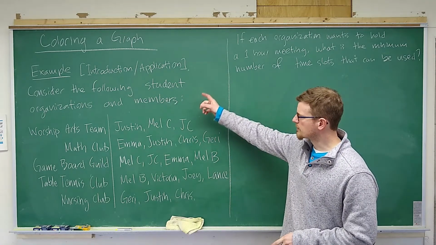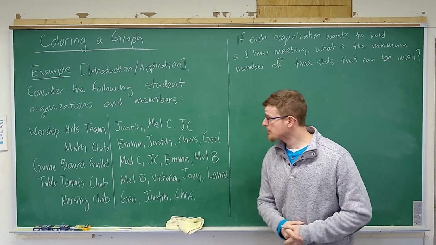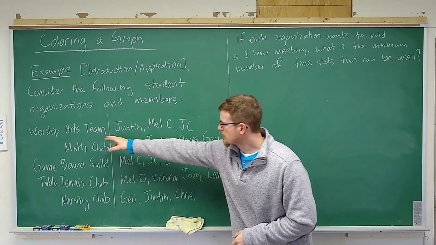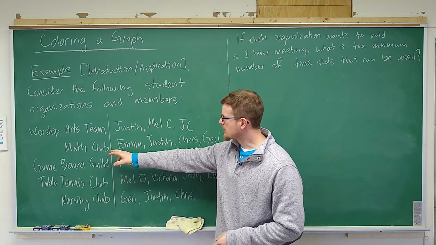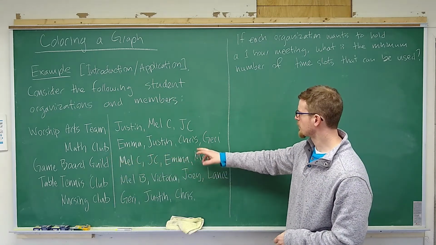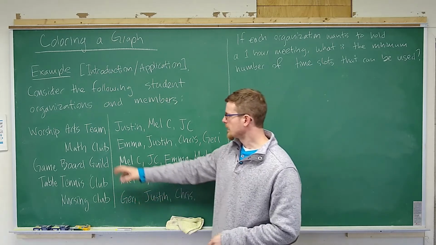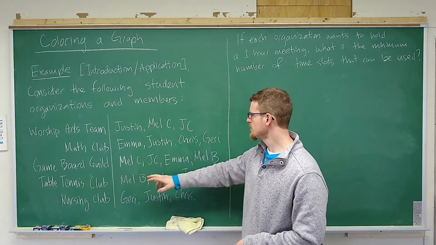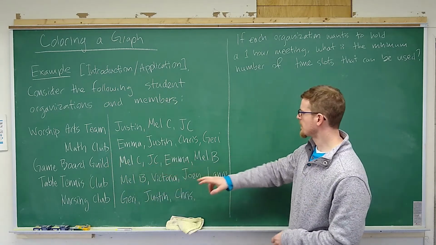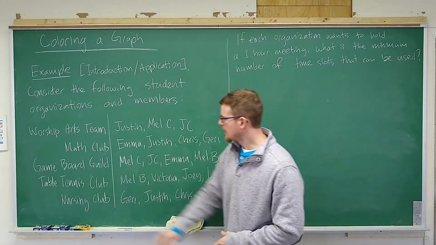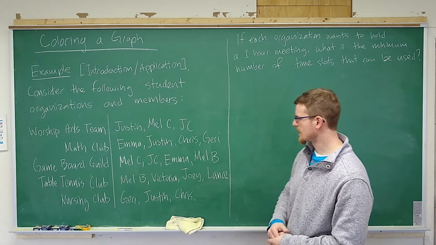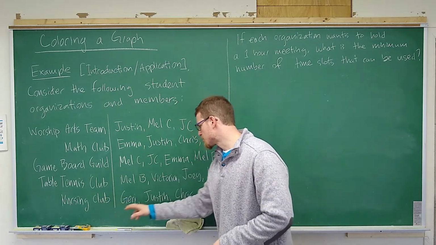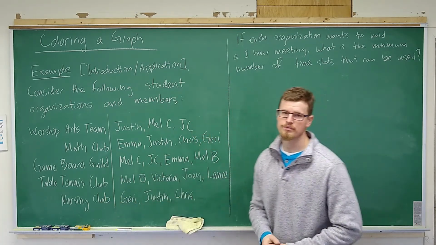So let's consider the following student organizations and their members. On the Worship Arts team we have Justin, Mel C, and JC. In the Math Club we have Emma, Justin, Chris, and Jerry. In the Game Board Guild, we have Mel C, JC, Emma, and Mel B. In the Table Tennis Club, we have Mel B, Victoria, Joey, and Lance. And then finally in the Nursing Club, we have Jerry, Justin, and Chris.